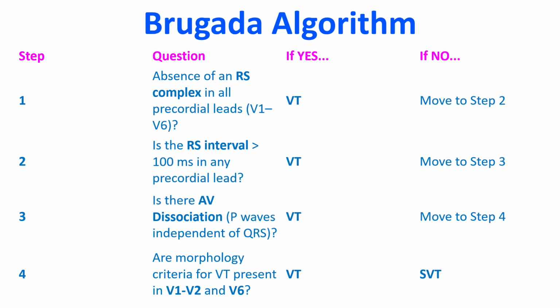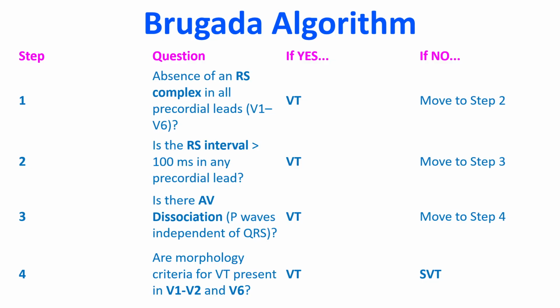If any step is positive, you stop and diagnose VT. If none are met, the diagnosis is SVT. Step 1: absence of an RS complex in all precordial leads V1 to V6. If yes, VT. If no, move to step 2.